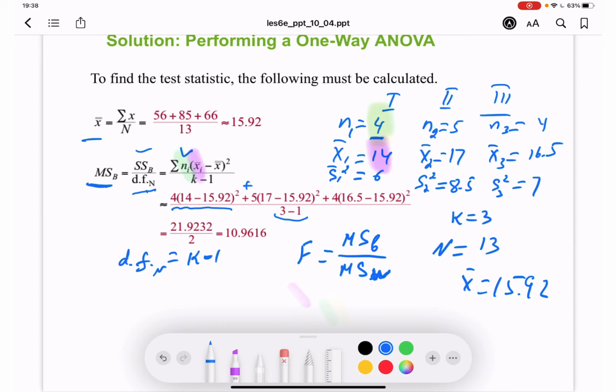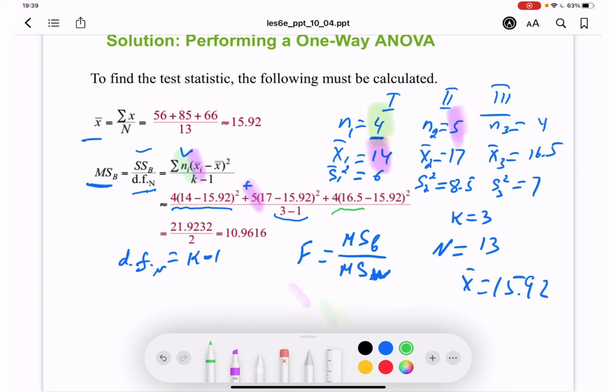Next is going to be the second one, 5, this is n, and then 17 is x2 minus 15.9, and then plus n3, which is going to be 4, times 16.5, that's x3, minus the total x bar. And we get the result 10.96.